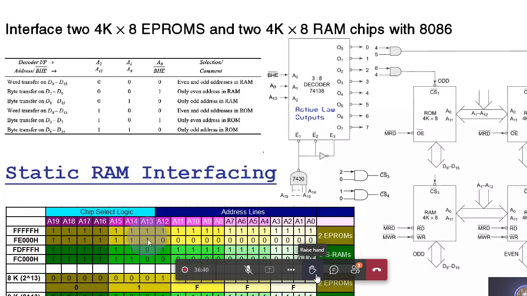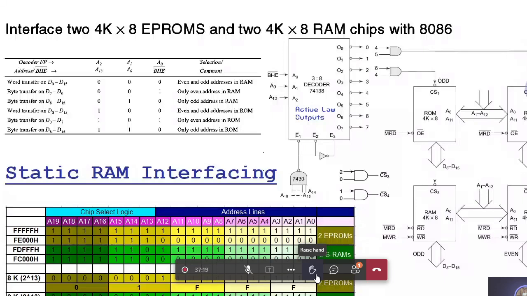Let me just summarize what we are intending to do. Suppose you want to select an even bank. Then the value of A0 has to be 0. And if you also want to select the odd bank together with it, then you will also make BHE bar 0, because if BHE bar is 0, then your odd bank will also be selected.